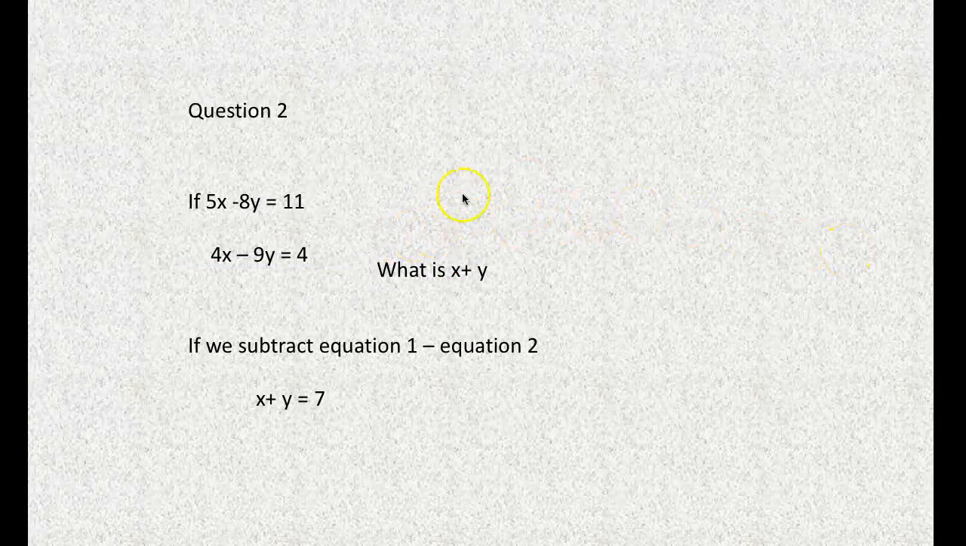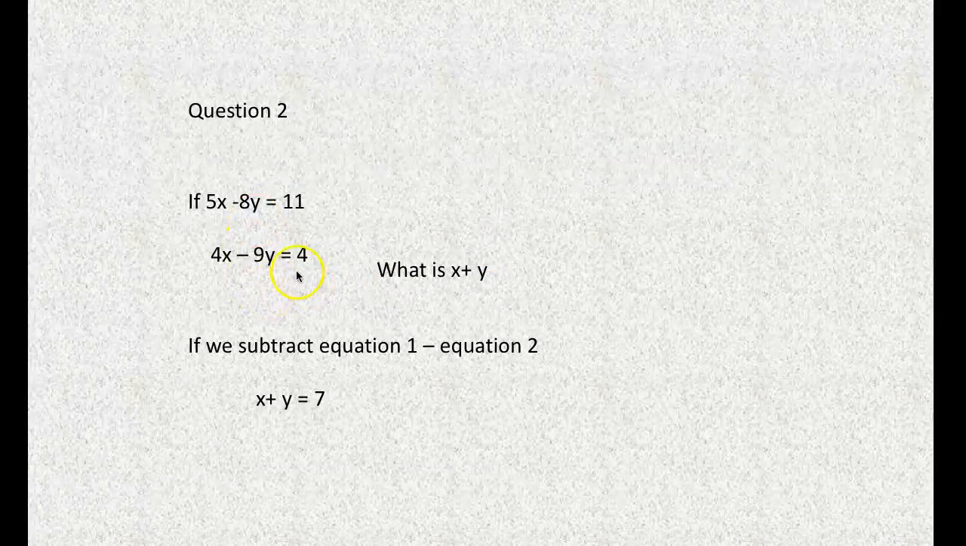Coming to question 2, this is a question on algebra. If 5x minus 8y is 11, 4x minus 9y is 4, what is x plus y? Instead of solving x and y simultaneously and then adding x plus y, we need to remember that we have a limited time for solving the questions.